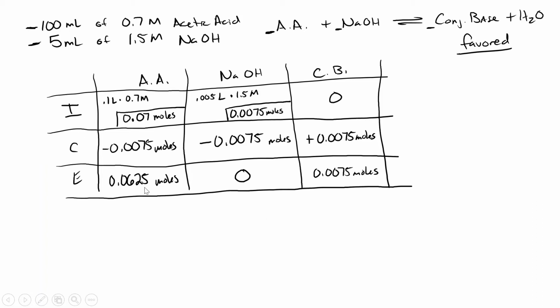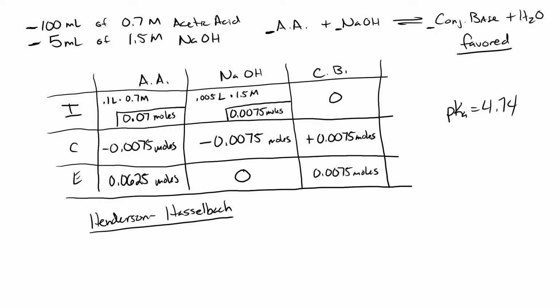Now, what we have is a concentration of acid, a concentration of its conjugate base, and we have a pKa because we know that the pKa of acetic acid is 4.74. So this is of course set up for the Henderson-Hasselbalch equation, which takes too long to write. pH equals pKa plus the log of base over acid.